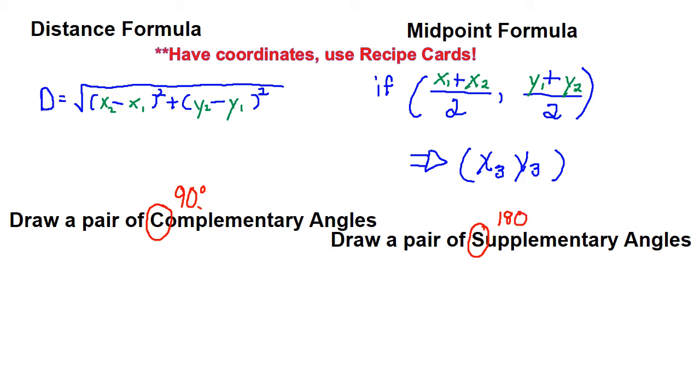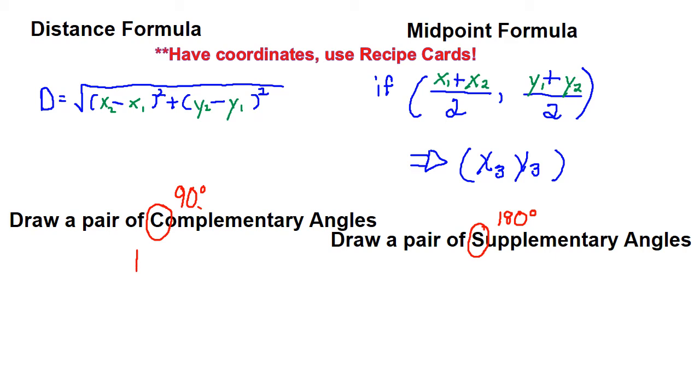These are two of the most favorite geometry magical numbers. You're either going to take the algebra and go algebra plus algebra equals a magical geometry number, or you're going to go algebra equals algebra. These are the magical numbers, 90 and 180.